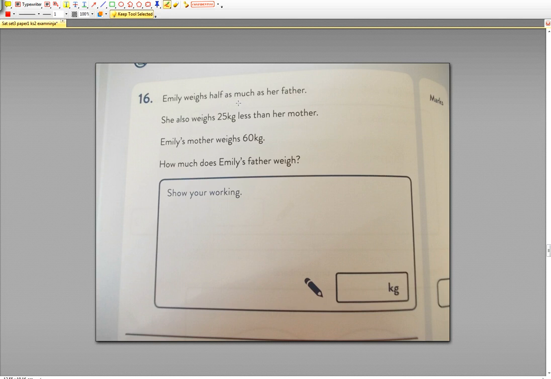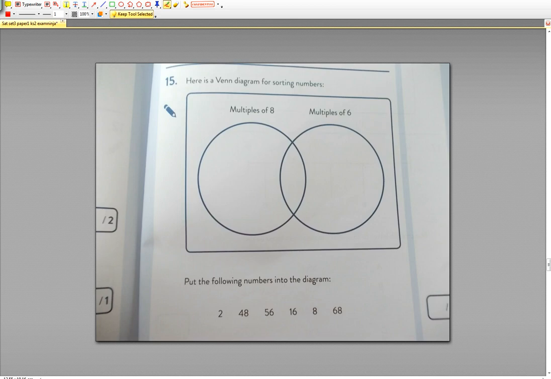Emily weighs half as much as her father. Have I missed number 15? Okay, I'm sorry, maybe it's the wrong order. Sorry about that. I think that's the wrong place. Thank you. Well done. That's good.